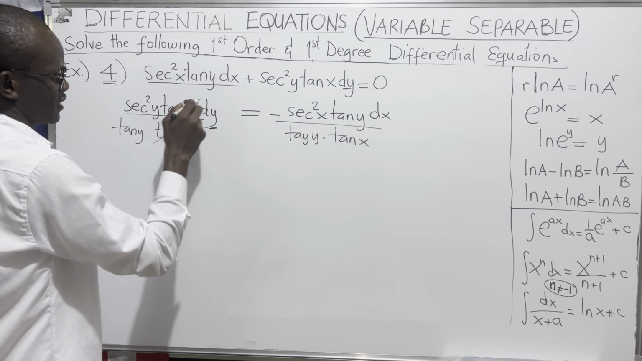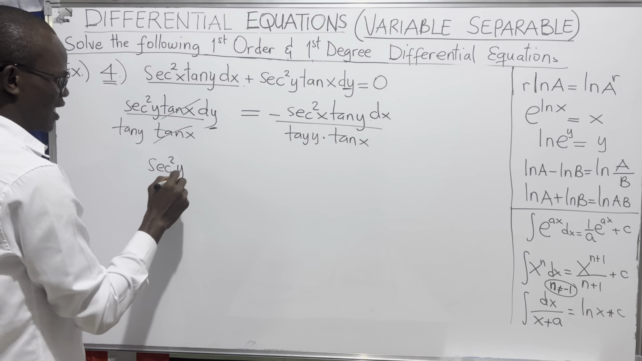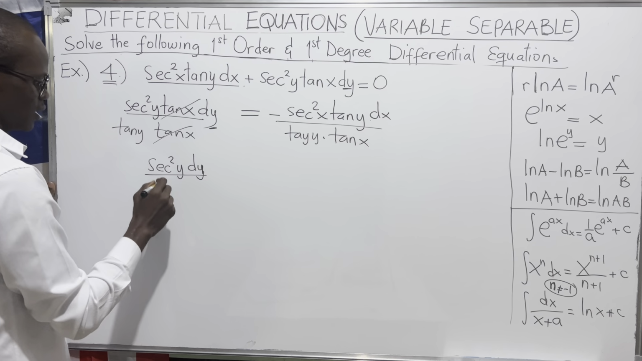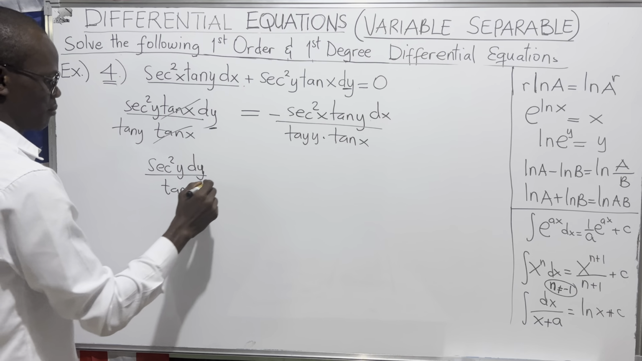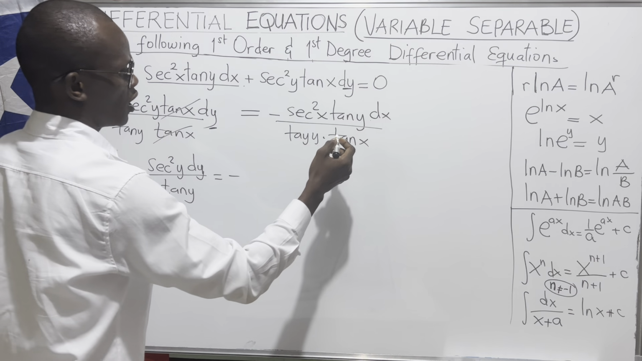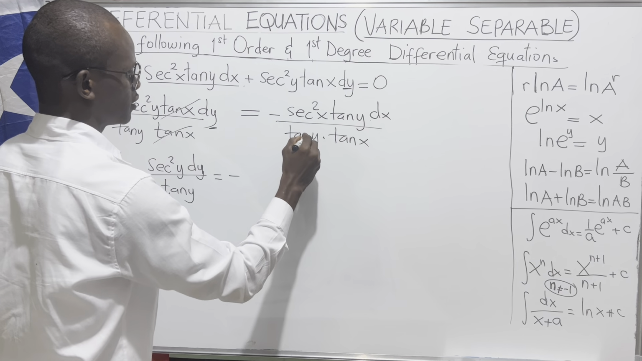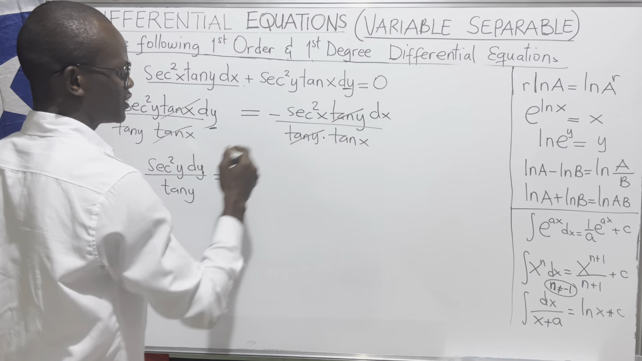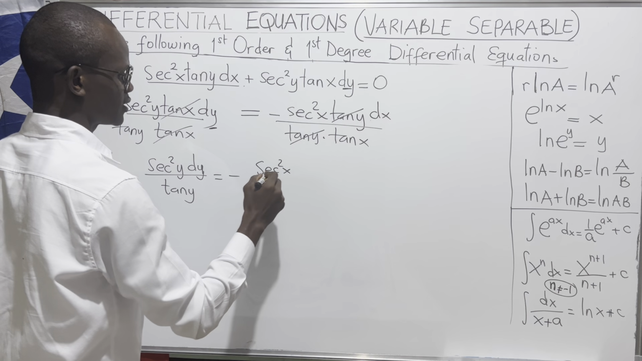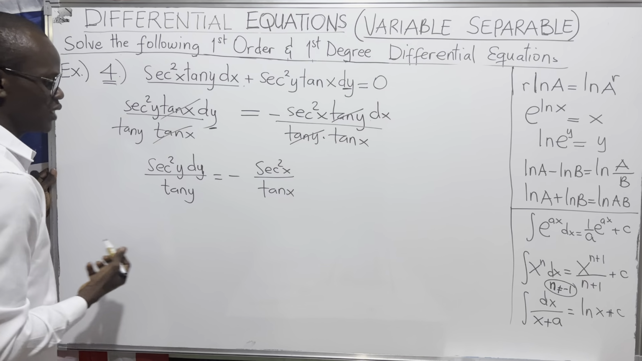So this tangent of x cancels this tangent of x, you have secant square y dy all over tangent of y, all equals minus. So this tangent of y can cancel this tangent of y. You'll be left with negative secant square x all over tangent of x. So now we can integrate both sides.